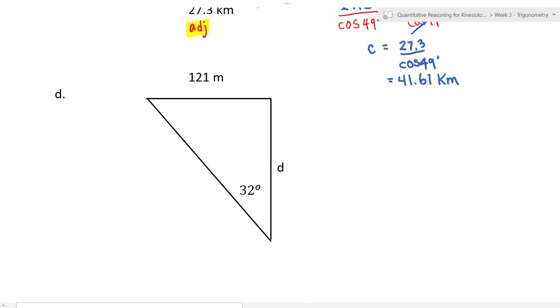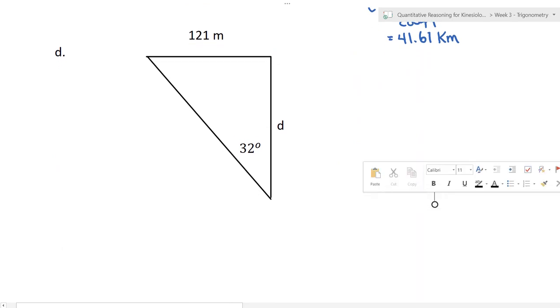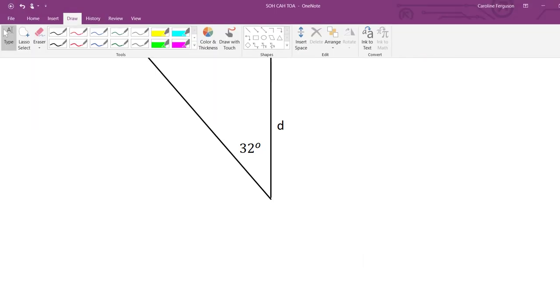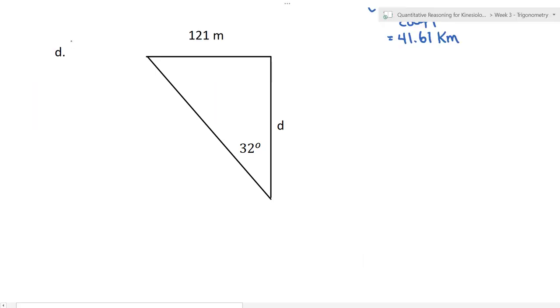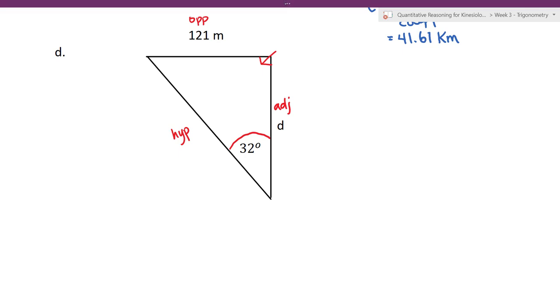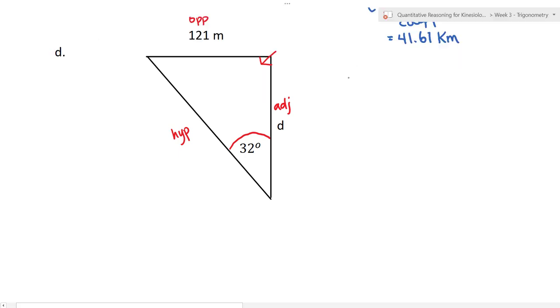All right, D. This is the last question of this type. So let's go through the whole process all over again. We're going to start by labeling our three sides. Our 90-degree angle is right here. Opposite of that angle is the hypotenuse. Our angle that we know is over here. Opposite of that angle is opposite. And then our last side is the adjacent. We're going to write out SOH CAH TOA.